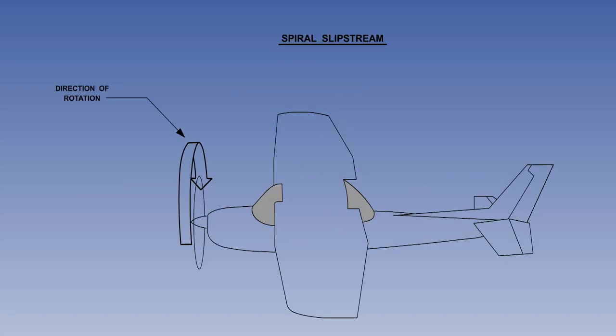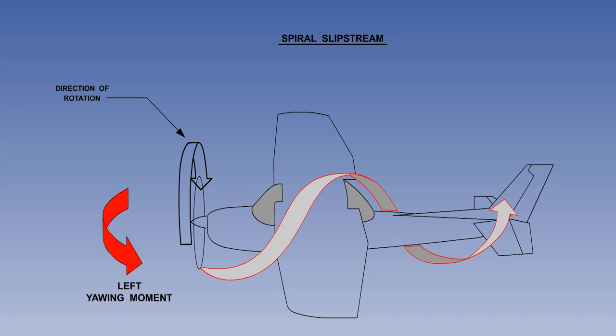The second propeller turning effect we'll look at is spiral slipstream. Because the propeller rotates clockwise when viewed from the rear, the mass of air it accelerates will also rotate clockwise. The rotating mass of air meets the fin at an angle from the left, which produces a left yawing moment. In flight, the designers compensate for this by fitting a fixed trim tab to the rudder.